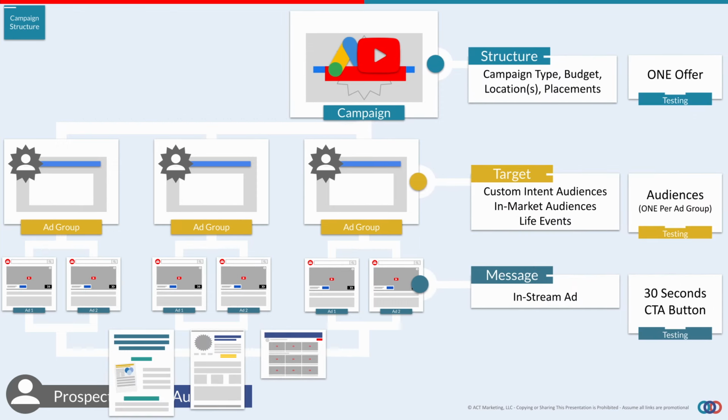However, right now we're at the campaign level where we're going to choose our budget, the start and stop dates, the networks we want to show on, the type of content we want to exclude. And this is going to apply to all of our ad groups and all of our ads.